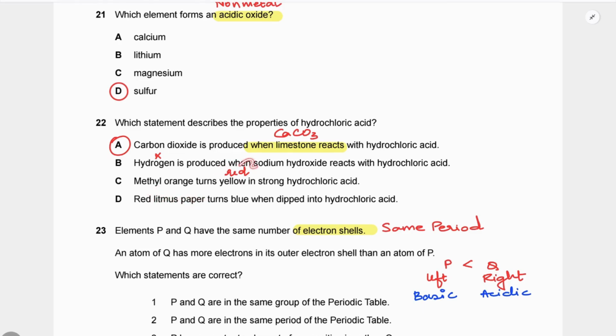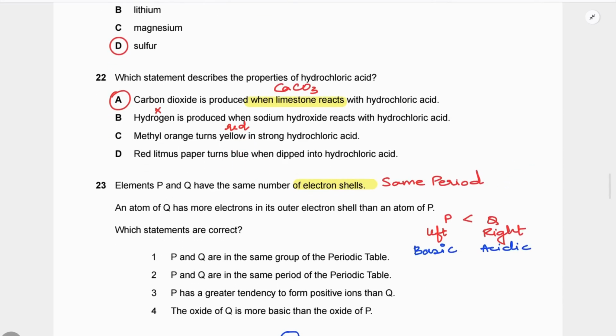Methyl orange turns yellow in strong hydrochloric acid. No, it turns red. Red litmus paper turns blue when dipped in hydrochloric acid. No, it's red. Now next one.